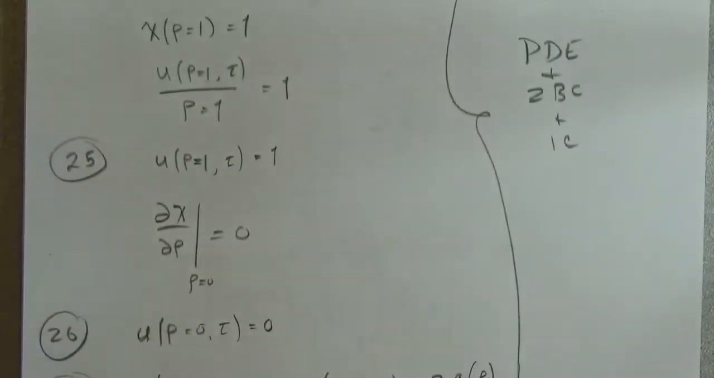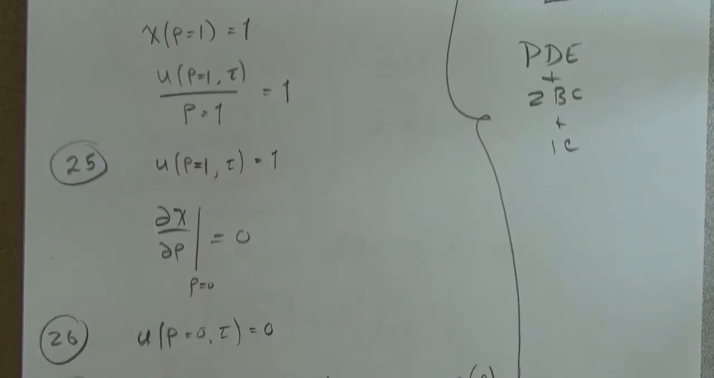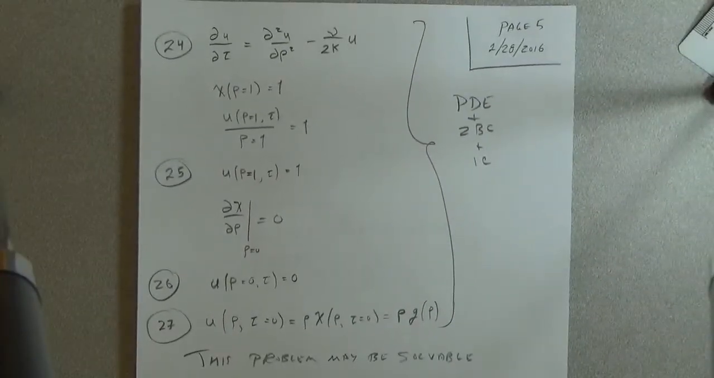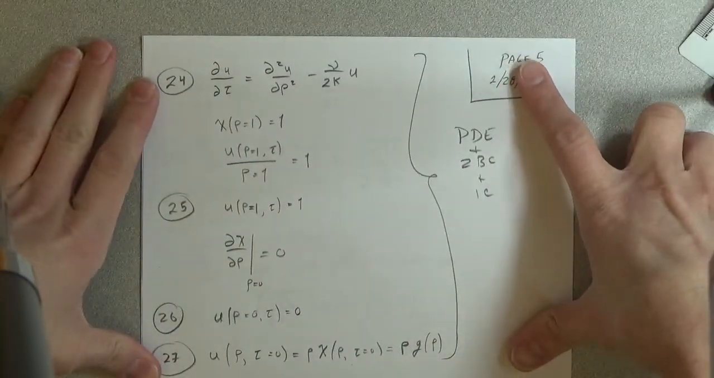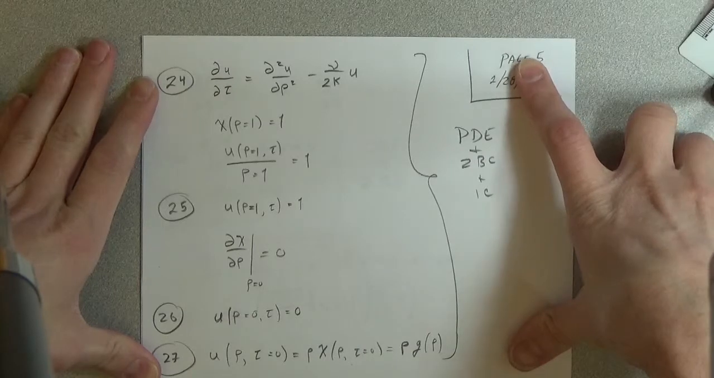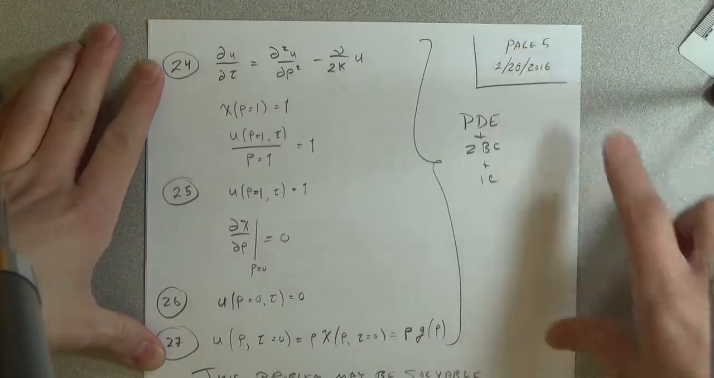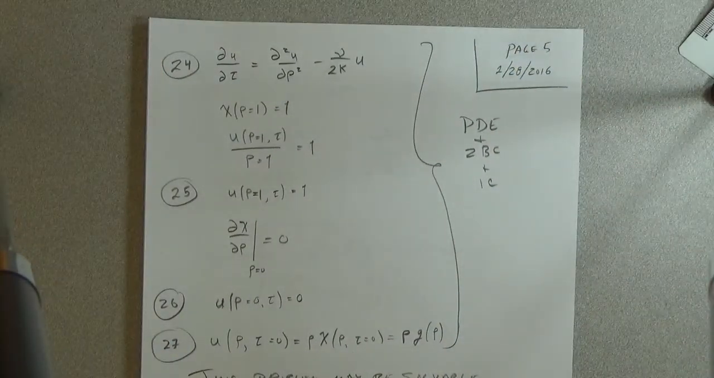Now, this set, zoom out. This set of a partial differential equation, boundary conditions, and initial conditions, I think this is probably solvable by separation of variables. I think. And that might be something for us to go back and do at a later time. But right now, we just want to get the steady state solution.